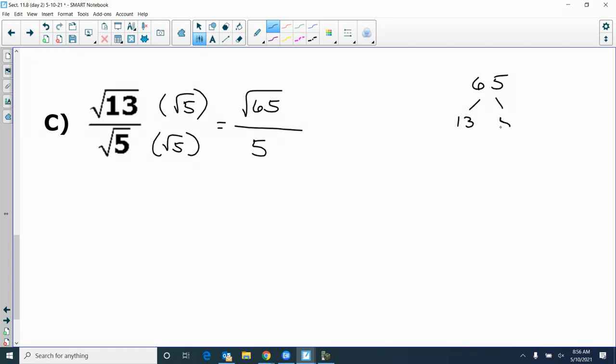The only thing you need to check is will 65 reduce, simplify? It's 13 times 5. 13 and 5 are both prime. It will not go down any further. So that is our answer. Okay. You do need to try to simplify. The first 3 worked out pretty nice, but they did.